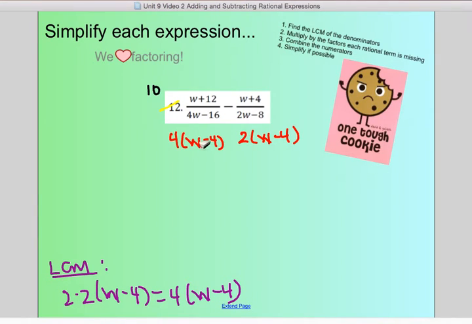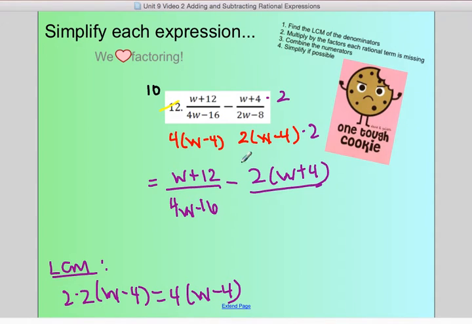Currently, I have 4 times w minus 4 on my first fraction, and this one's 2 times w minus 4. So how do I make this be 4? I would times it by 2. So you do it to the top and the bottom. Okay, so now I would have w plus 12 over 4, I'm just going to write it as 4w minus 16, minus 2 times w plus 4, all over 2 times 2 is 4, so I would have 4w minus 16.